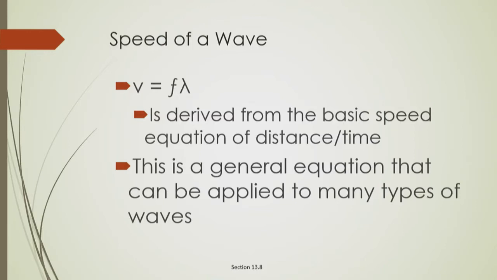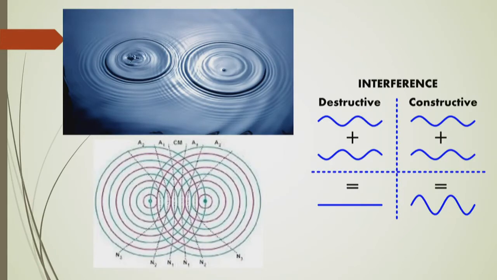Now, we talked a little bit on Friday about having two different types of waves: mechanical waves and electromagnetic waves. And when we have an electromagnetic wave, we know what the speed is, and that's the speed of light. So we can apply this to most waves.